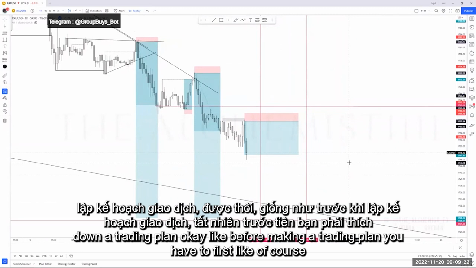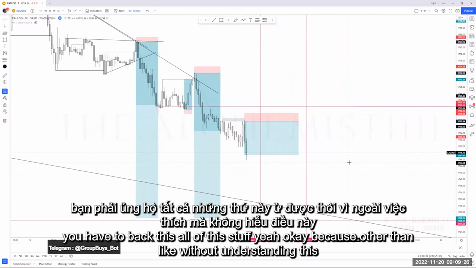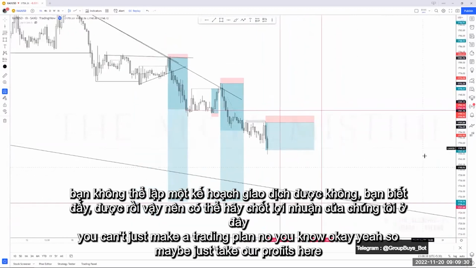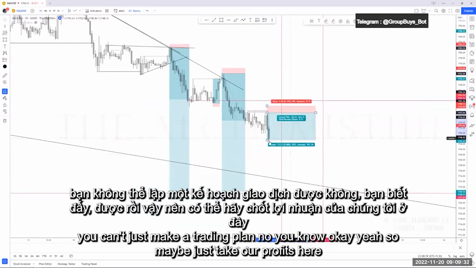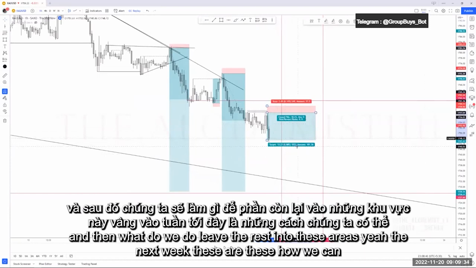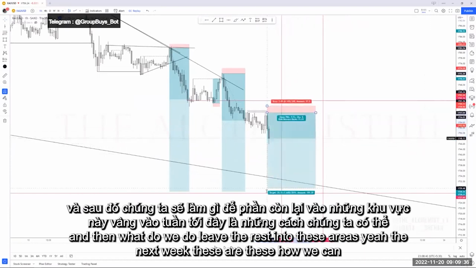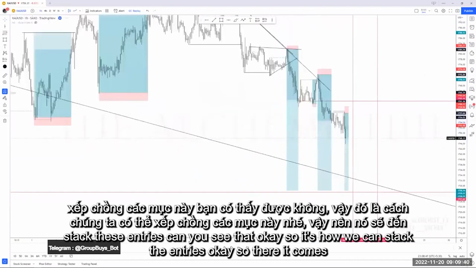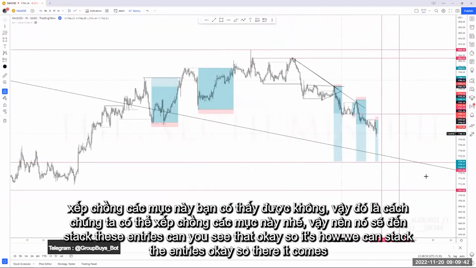Before making a trading plan, of course you have to backtest all of this stuff. Without understanding this, you can't just make a trading plan. No use. So maybe just take our profits here, and leave the rest into these areas, the next weekly zones. This is how we can stack these entries. Can you see that? Okay, so this is how we can stack the entries.